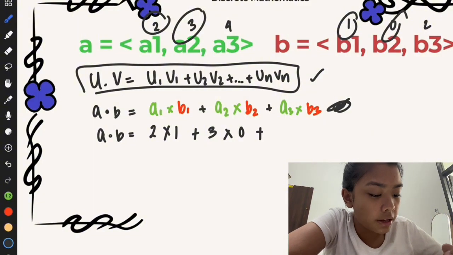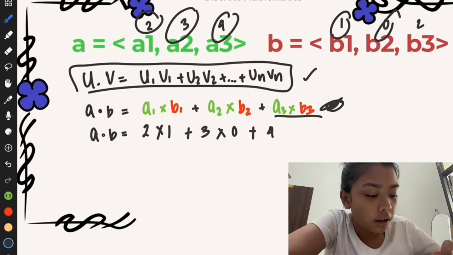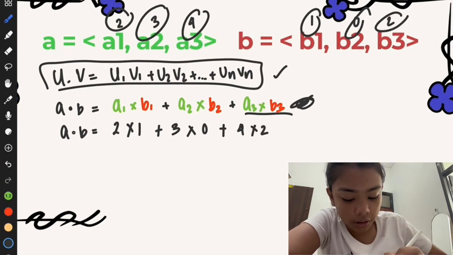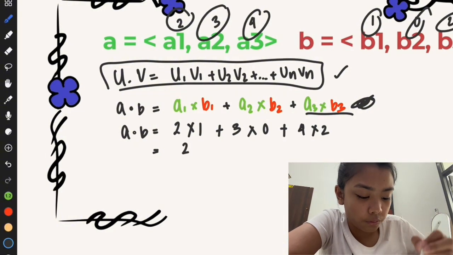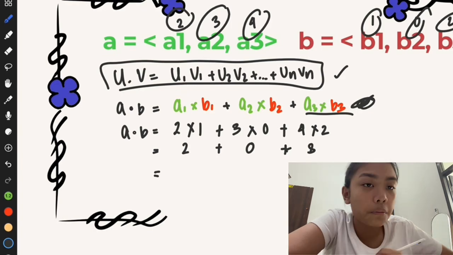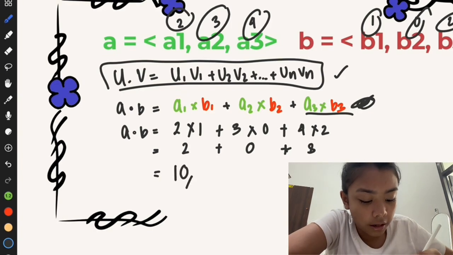Then we have A3 times B3. A3 is 4, and we multiply it by B3, which is 2. Let's count it now. 2 times 1 is 2, plus 3 times 0 is 0, plus 4 times 2 is 8. So the dot product of A and B is 10.